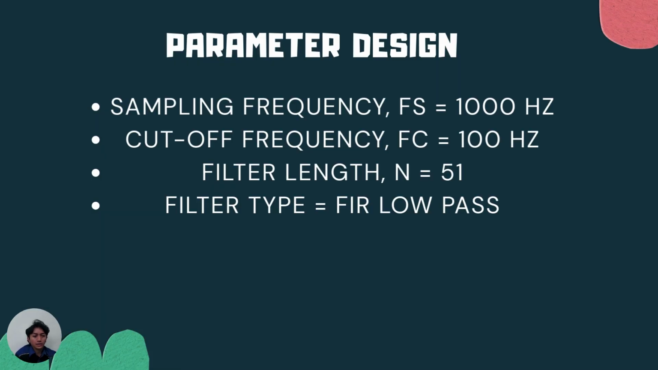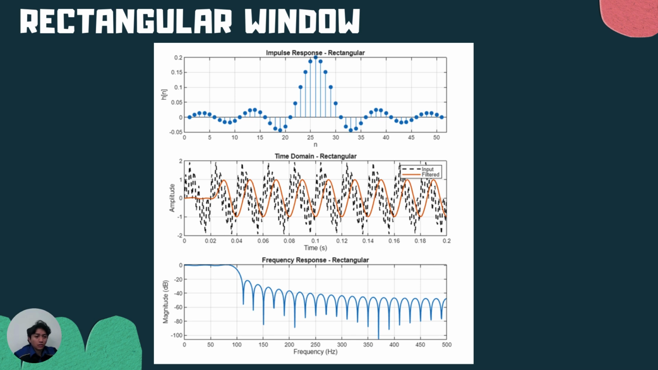This is the parameter design: the sampling frequency is 1000 Hz, and the cutoff frequency is 100 Hz. The filter length is 51, and the filter type is FIR. Okay, this is the output for the rectangular window. As you can see, we have the impulse response, time domain, and frequency domain.